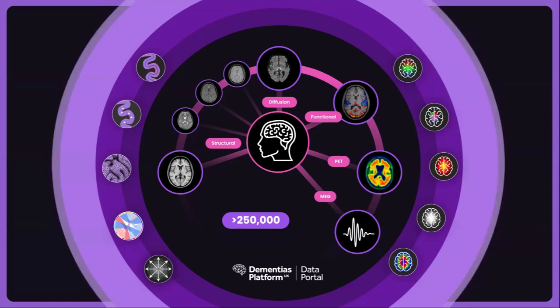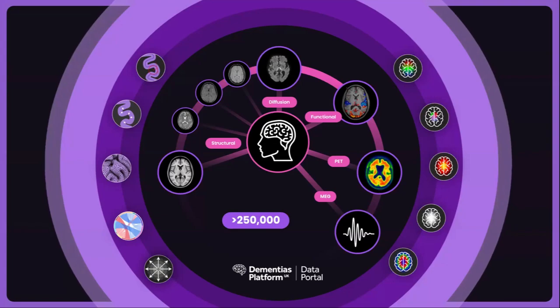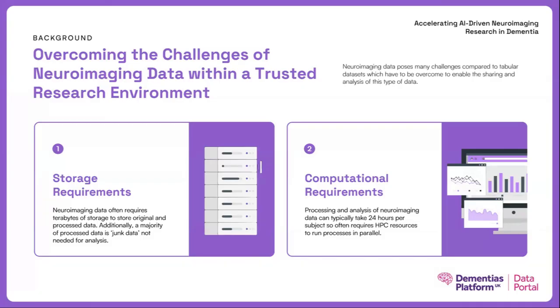And with this kind of very large scale data, we've had a lot of challenges that we've had to deal with as a trusted research environment. Of course, we have the storage requirements of this type of data. It's terabytes worth of data for each data set that we have. And then you have the computational demands from that as well. Processing a subject can take 24 hours, so you often need HPC resources in place to be able to support that.